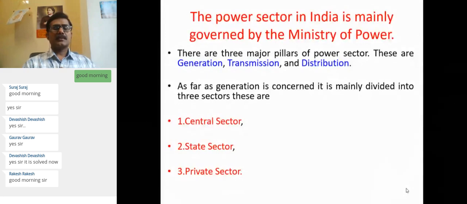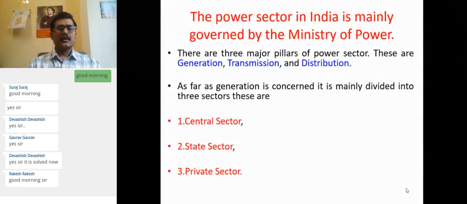Then the private sector also plays a major role in the generation, transmission, and distribution of energy. We'll also discuss what exactly the role and significance of the private sector is, and why a boost is required to be given to the private sector as far as generation, transmission, and distribution of energy is concerned.